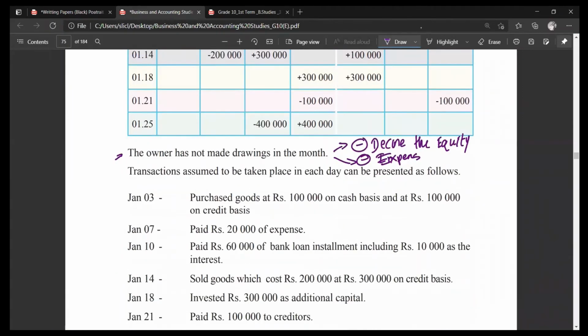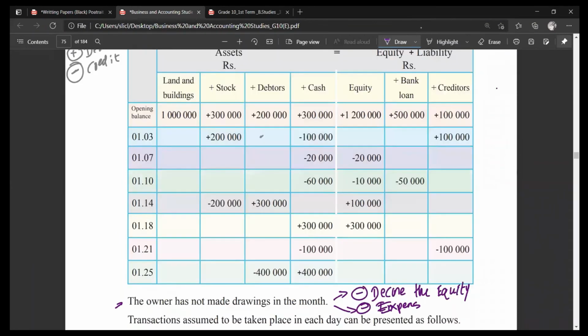So here, guys, somehow they have purchased stock of 200,000. Got it? Because of that, the stock asset is increased by 200,000. But they have purchased on a cash basis only 100,000 worth of goods. They paid money for 100,000 worth of goods. Then the rest of the goods, the remaining part, is on credit basis, right?